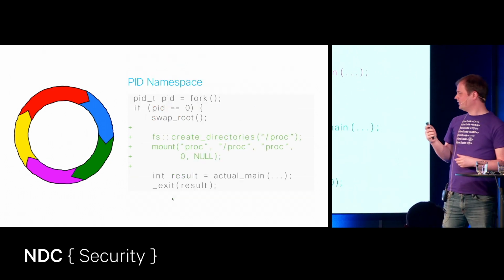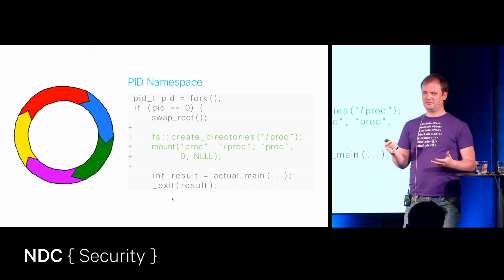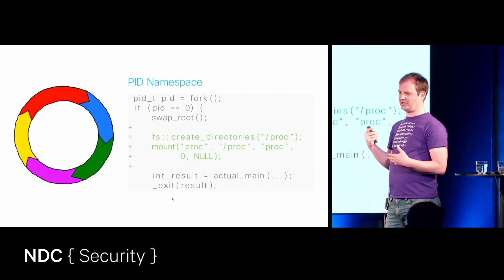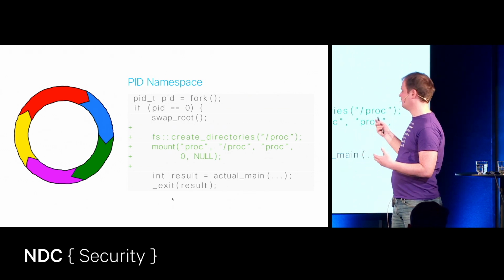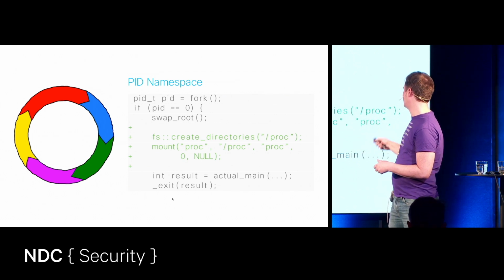The other thing I can do now is mount my proc file system, because now I'm in a PID namespace. I can now mount my own proc file system, so I do that.